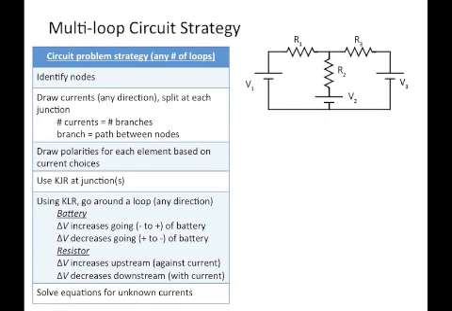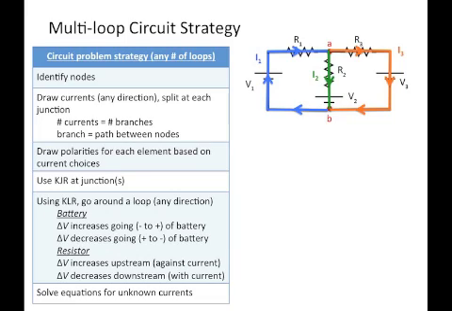Well, we essentially apply Kirchhoff's loop rule and junction rule. So we identify the nodes. These are points where the circuit branches, or where we have more than one path in or out. I've identified those by A and B. We draw the current in any direction, split at each junction. So essentially we're going to define a current direction. We can say there's a current in that branch, we'll call that I1. There's a current in this branch, we'll call that I2. And there's a current in this branch, we'll call I3.